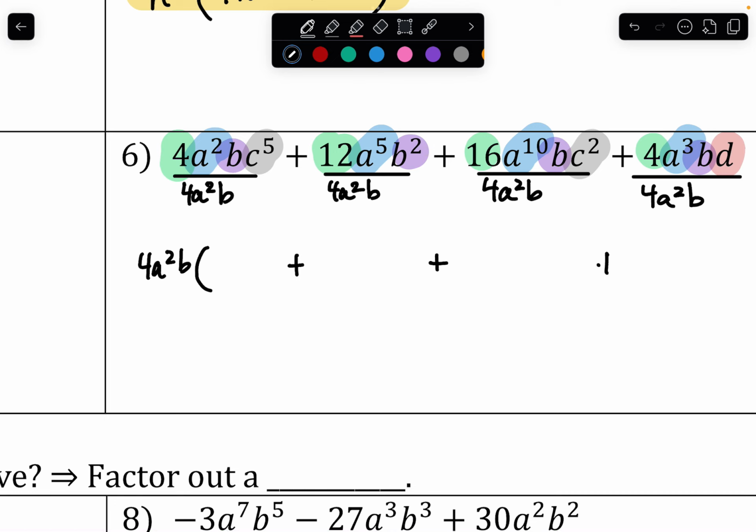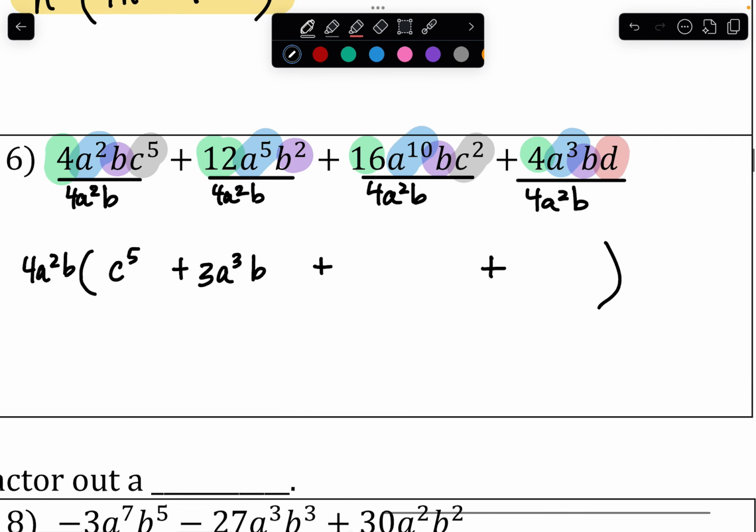I'm going to go ahead and copy down those plus signs. 4 divided by 4 is 1. You don't have to write it. A squared over a squared, 1. B over b, 1. And so the only thing that's left for our very first term is c to the 5th. 12 over 4 is 3. A5 over a2 is a3. B squared over b is just b.